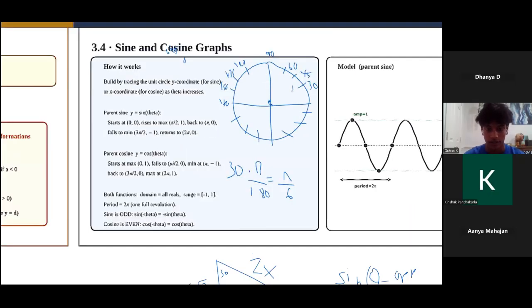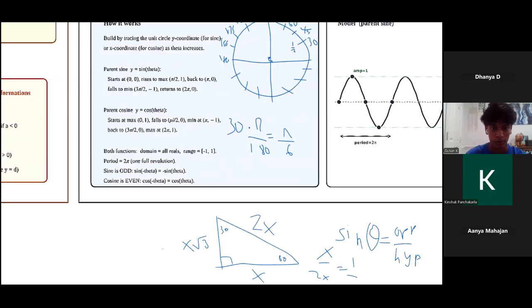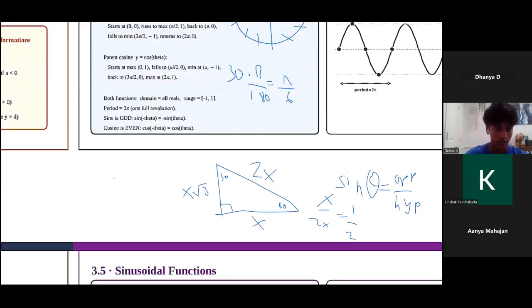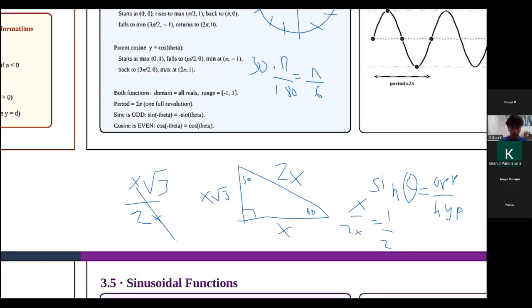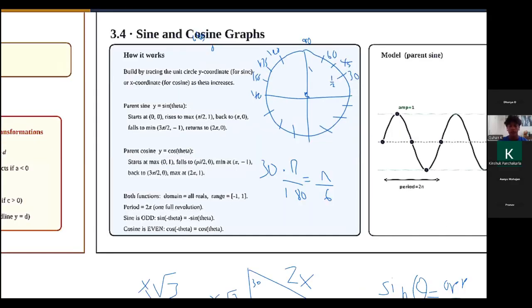The same way, we can find sine of 60, which is x root 3 divided by 2x, because it's opposite over hypotenuse: x root 3 is opposite of 60, and the hypotenuse is 2x. Canceling the x's, we have sine 60 equals root 3 over 2. I'm explaining the unit circle right now, but like I said earlier, the best way for you guys to know this is to memorize it on your own. I can't memorize it for you. I can only explain it.